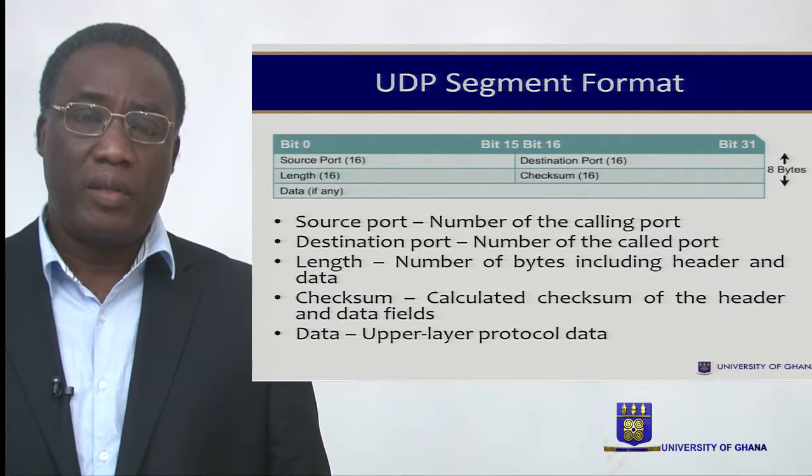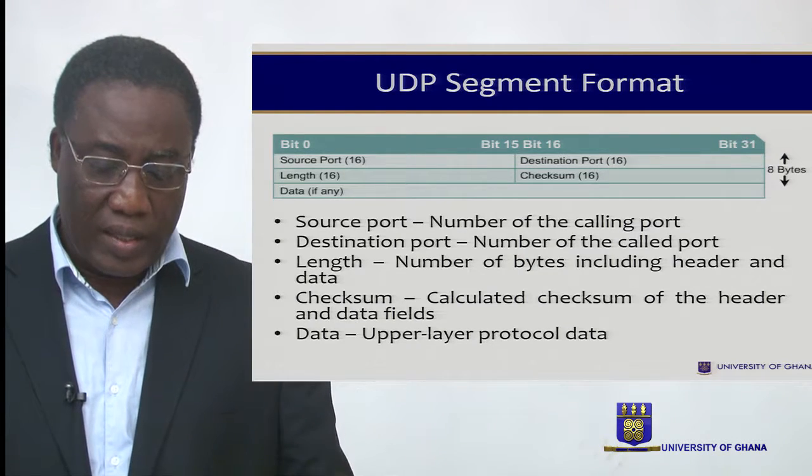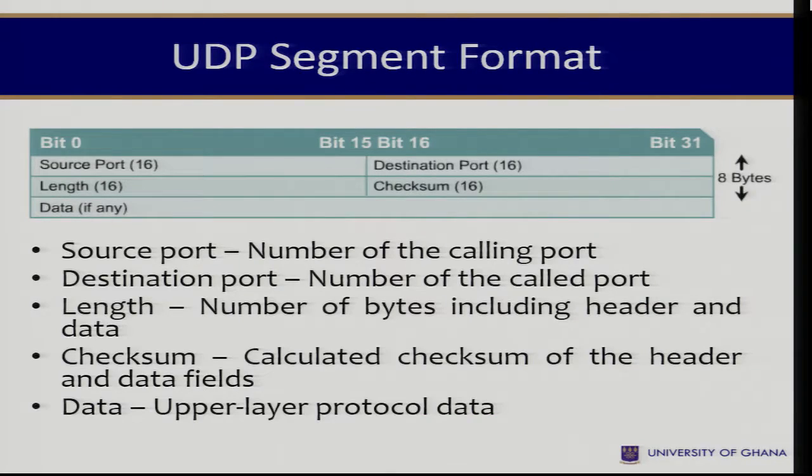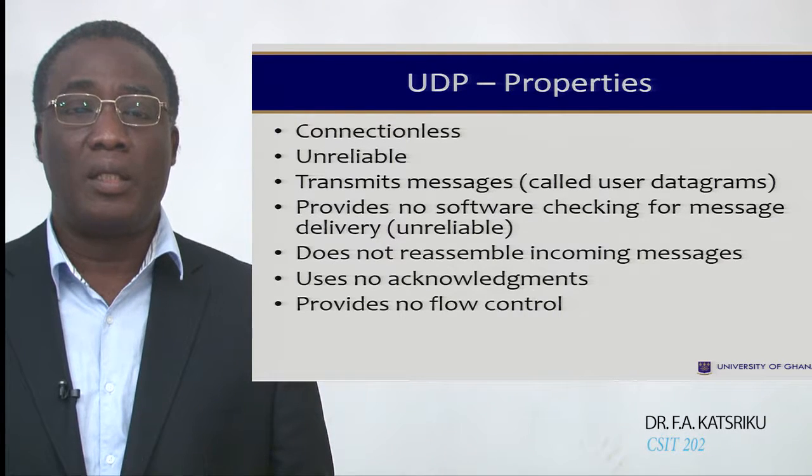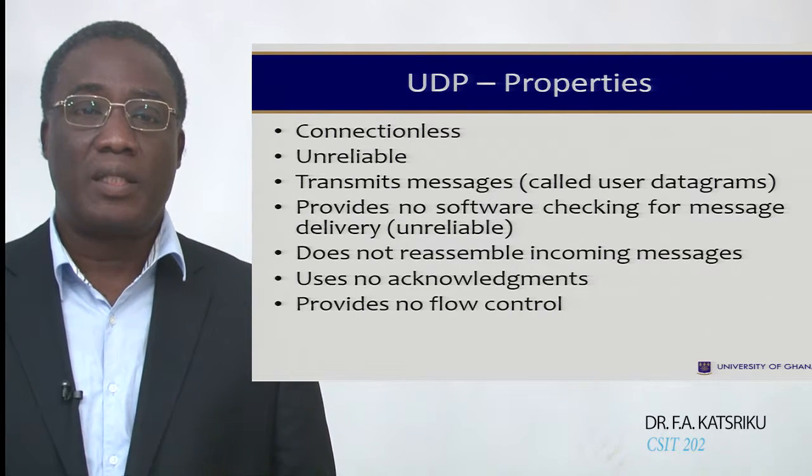The UDP segment format is shown in that diagram. It has a number of things: the source port, the destination port, the length, the checksum, and data. They are all explained in the slide. The properties: unlike TCP, this is connectionless. It's unreliable.